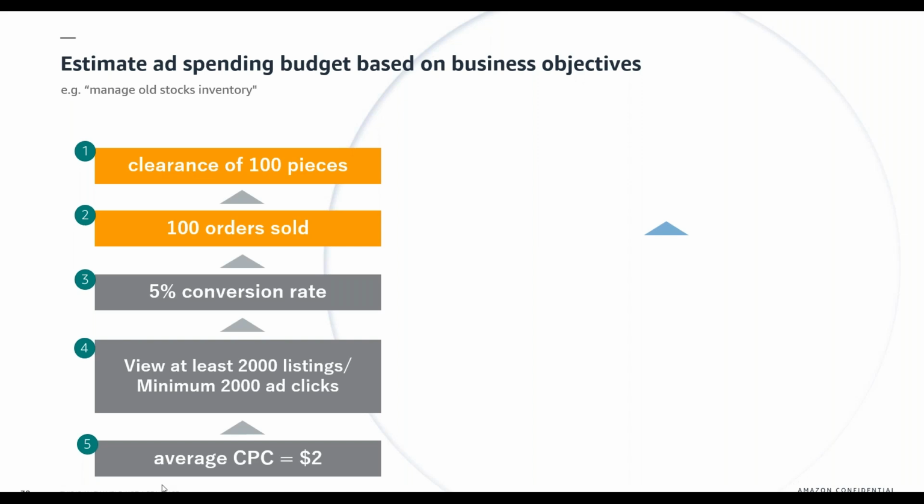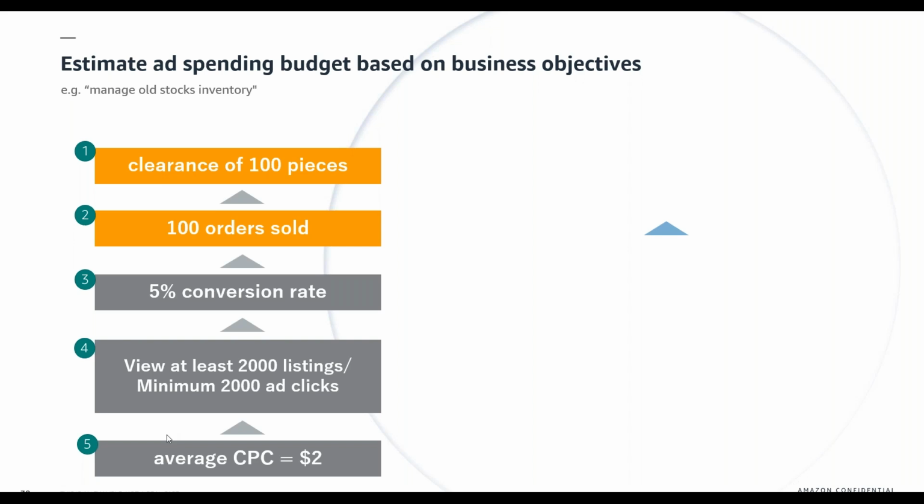So working backwards, it means that I need at least 2,000 people to see my listings, or a minimum of 2,000 ad clicks, essentially, right? So from 2,000, I times 5%, so I will get 100 orders sold. So then subsequently, I clear my 100 pieces. And then what is the average CPC for my overall campaigns, right?